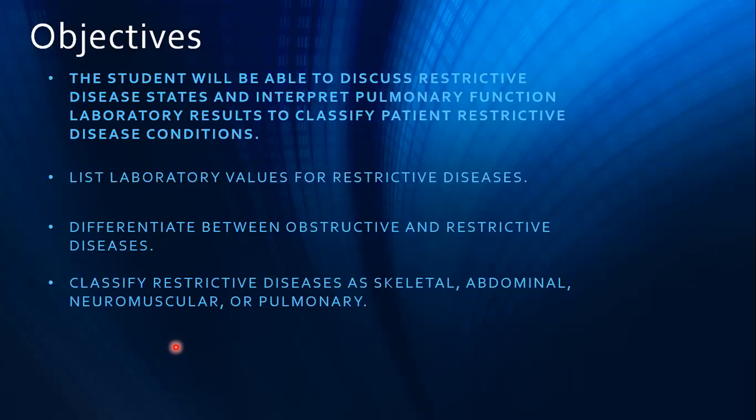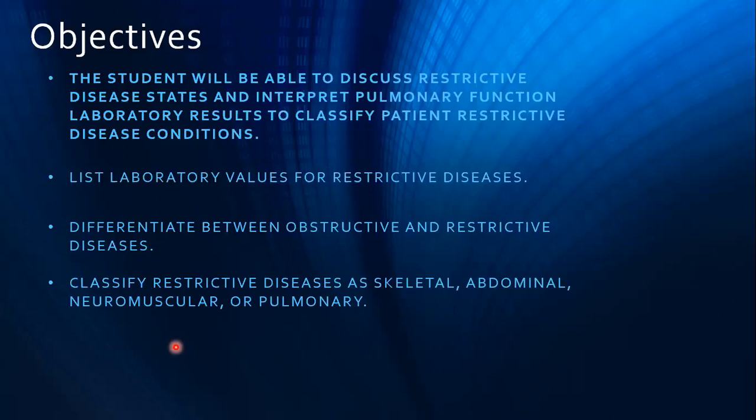Well, that's kind of the opposite for restriction. And you're going to learn those basic PFTs, which are the IRV, IC, the ERV. All of that is pulmonary function, right? Total lung capacity. Those capacities are functions of the lungs. What can you do, right? And those values that you learn for obstructive will be slightly opposite for restrictive. Also, list laboratory values for those restrictive diseases.